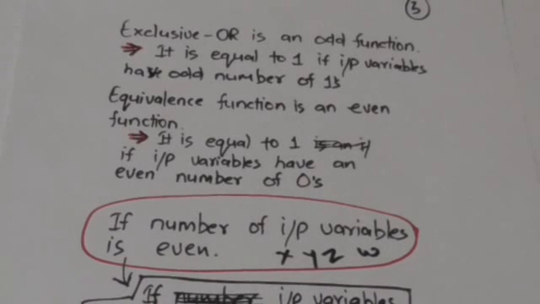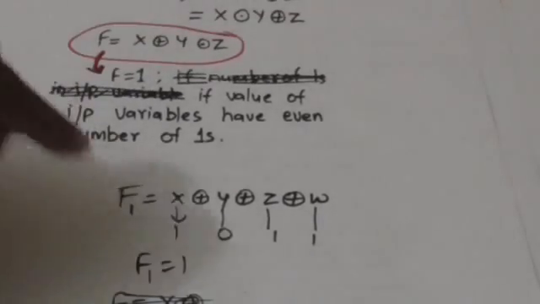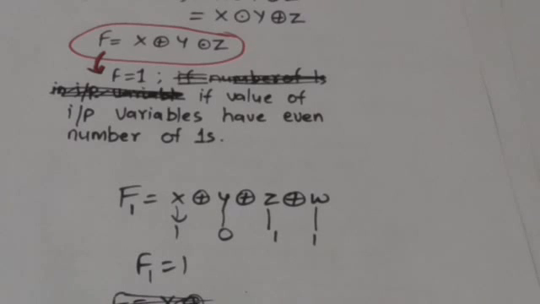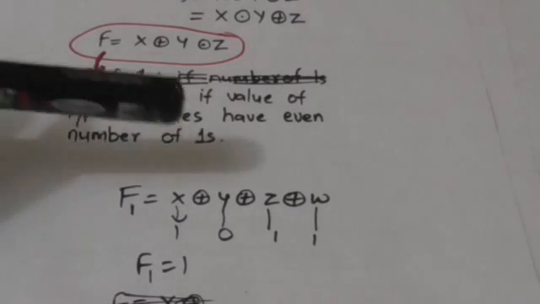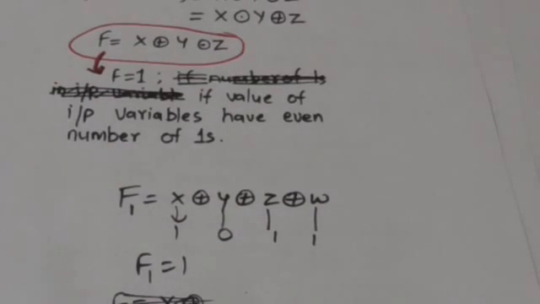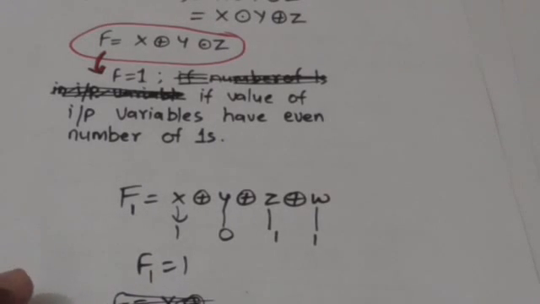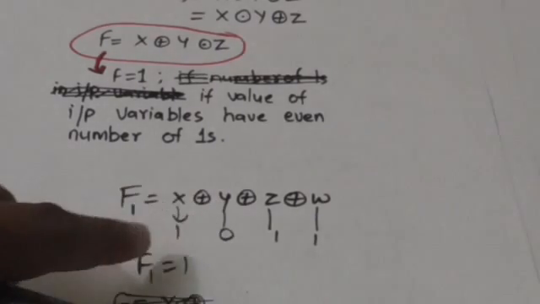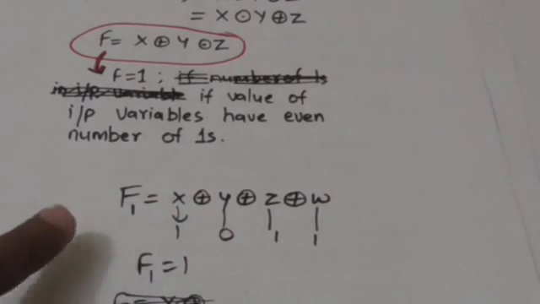Exclusive OR is an odd function. It is equal to 1 if input variables have an odd number of ones. Now look here. Here f1 is an exclusive OR function of 4 input variables x, y, z and w. Now suppose x equals 1, y equals 0, z equals 1 and w also equals 1. For this combination of values of input variables, the value of f1 will be 1 because input variables have an odd number of ones. Here in this combination there are 3 ones.